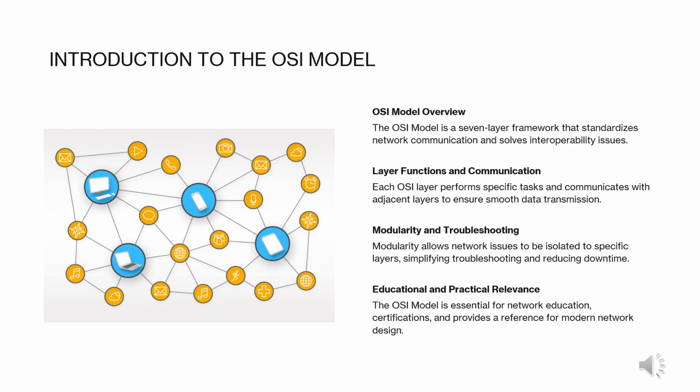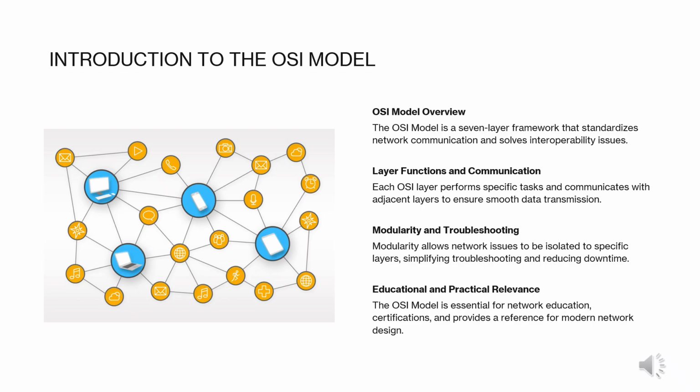Let's see what is the OSI model. The OSI model is a 7-layer framework that standardizes network communication and solves the interoperability issues. Layering means decomposing the problem of building a network into more manageable components. It is easy to troubleshoot.